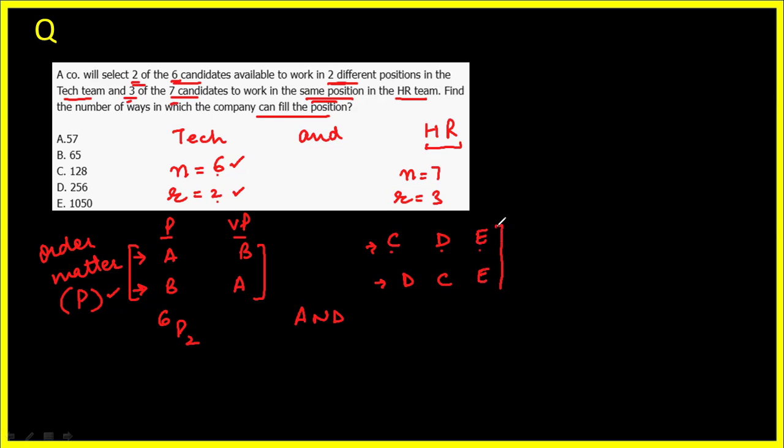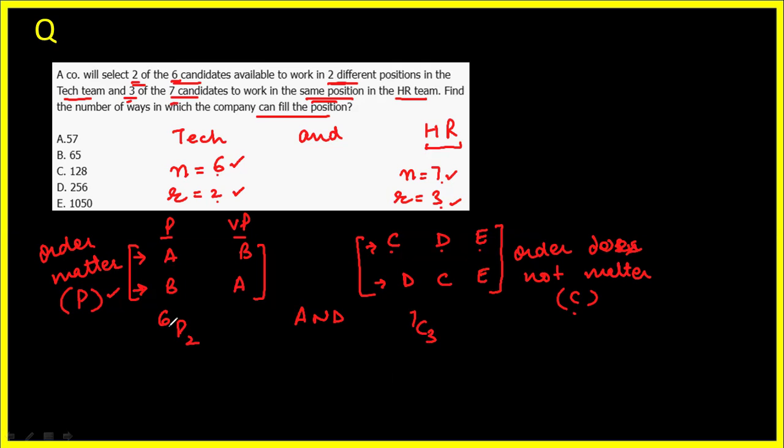When order does not matter, it's a question on combination. How many are required? You require three out of seven. In how many ways can you pick three out of seven when order does not matter? That is 7C3. So that's the calculation we now need to do.